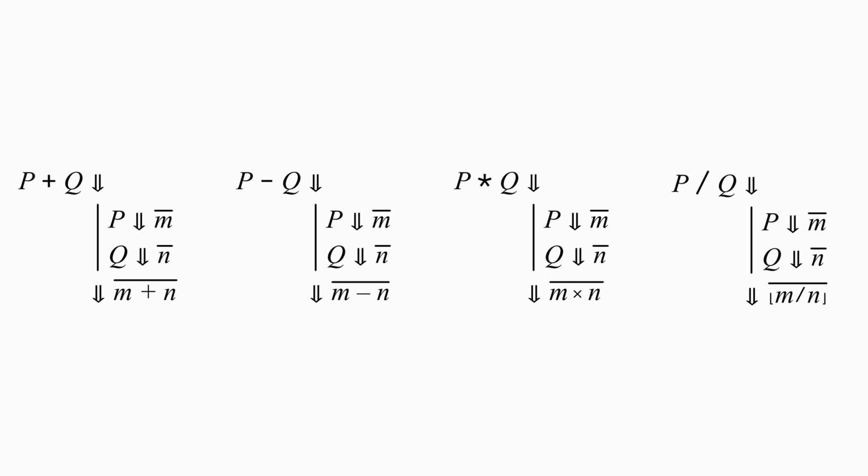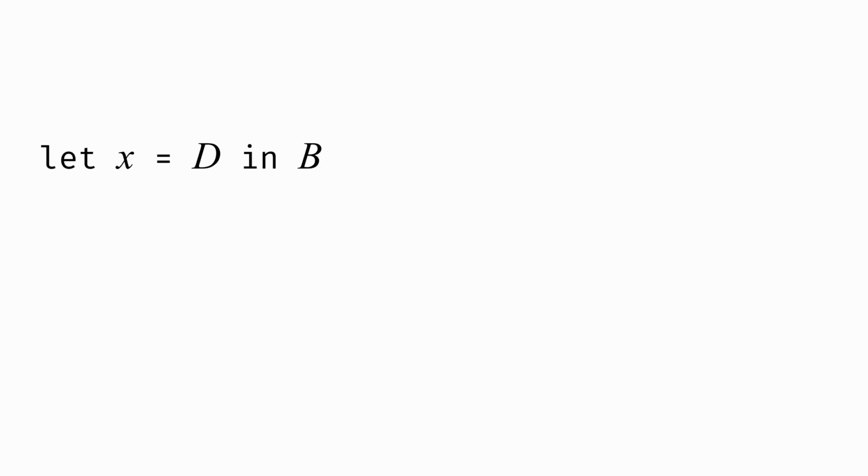Where things really start to get interesting is when we try to define the meaning of a let expression that introduces a new name. Let expressions take the form let x = d in b, where x stands for some variable name, d stands for some definition expression, and b stands for some body expression. What does this expression mean? In other words, what does it evaluate to? Intuitively, we know that the definition expression d has some value, and whatever that value is, what we'd like to do is take the body expression b and evaluate it.